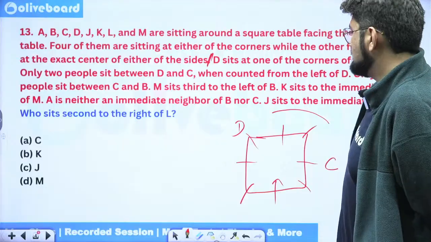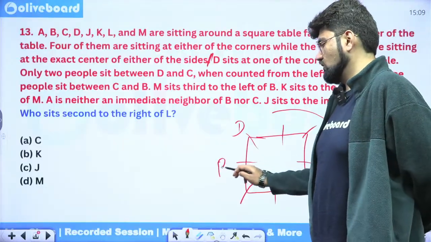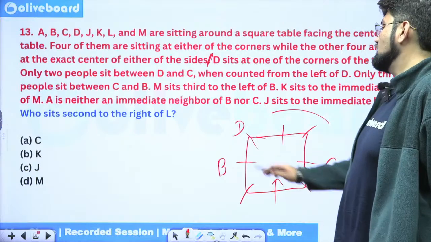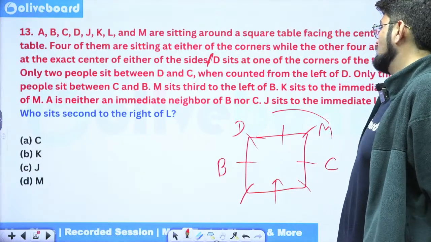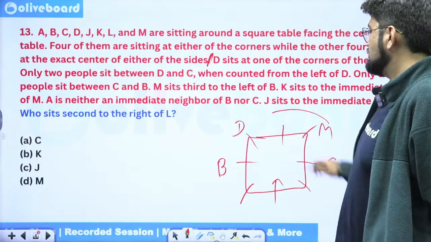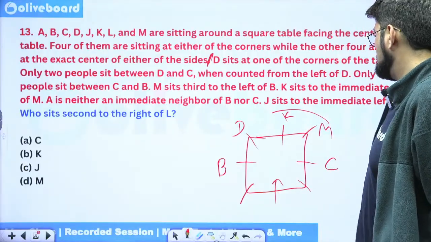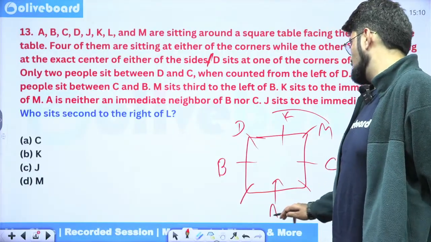Only 3 people between C and B. B has to be here. There is no other option whatsoever. M sits third to the left of B. So if this is B, 1, 2, 3, M is sitting here. K sits immediate right of M. K is here. A is neither immediate neighbor of B nor C. So A has to be here.